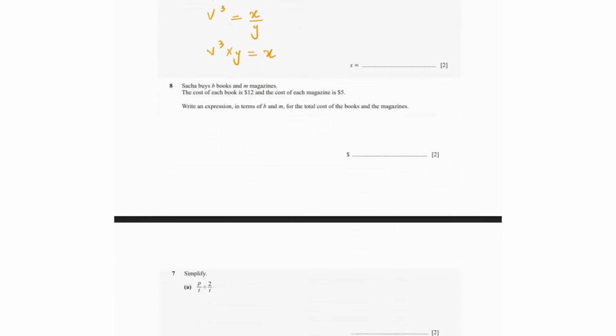Then for this one, Sasha buys B books and M magazines. The cost of each book is $12 and the cost of each magazine is $5. Write an expression in terms of B and M for the total cost of the books and magazines.